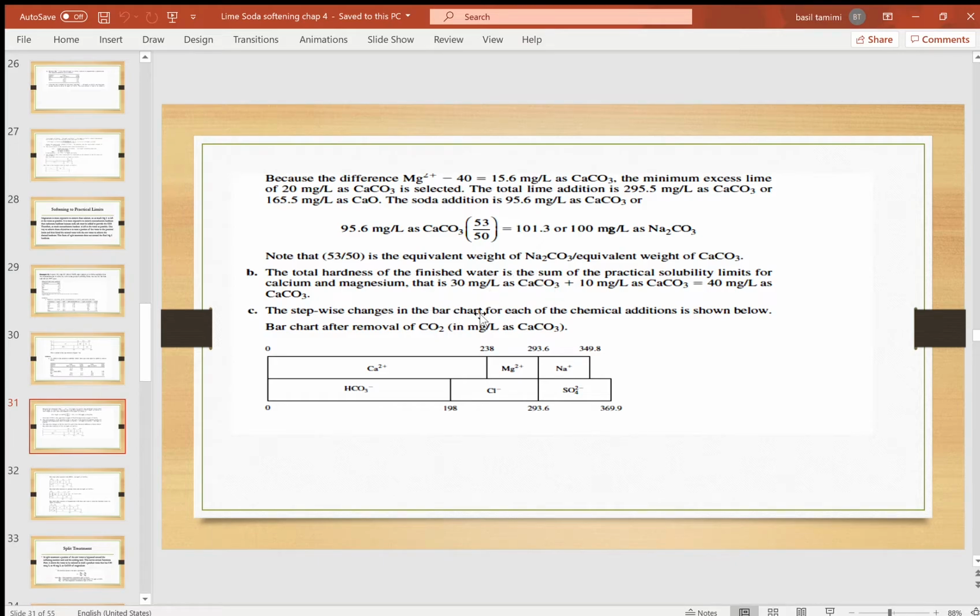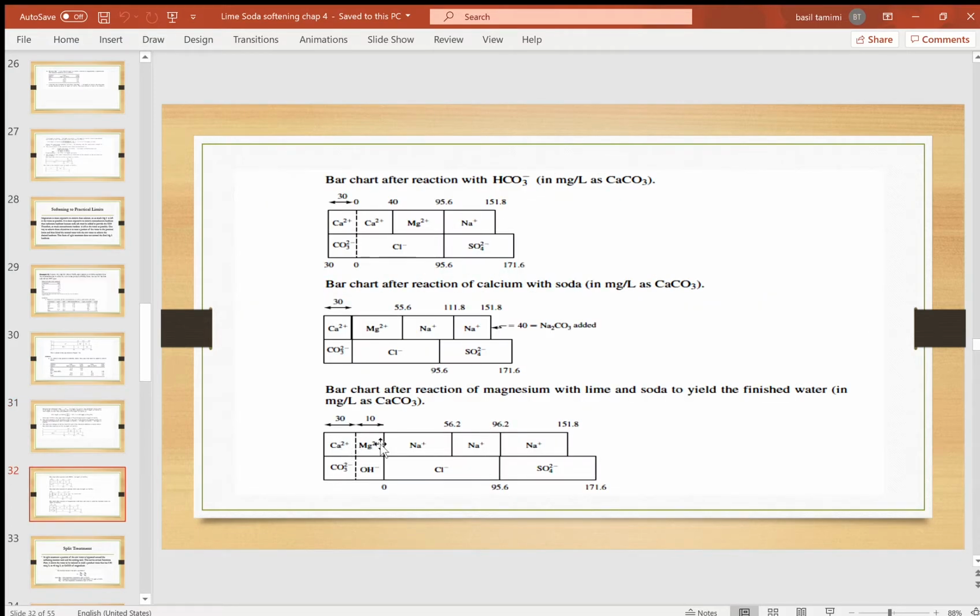So it is between 10 and 20 milligram per liter as calcium, but when we convert it into milligram per liter as CaCO3, it is 30 milligram per liter as CaCO3, and 10 milligram per liter as CaCO3 coming from magnesium. So this is for calcium, this is for magnesium, and we have no problem here. So it is 30, yes, for calcium, but it is 30 milligram per liter as CaCO3 and not as calcium. And here it is 10 milligram per liter as magnesium.